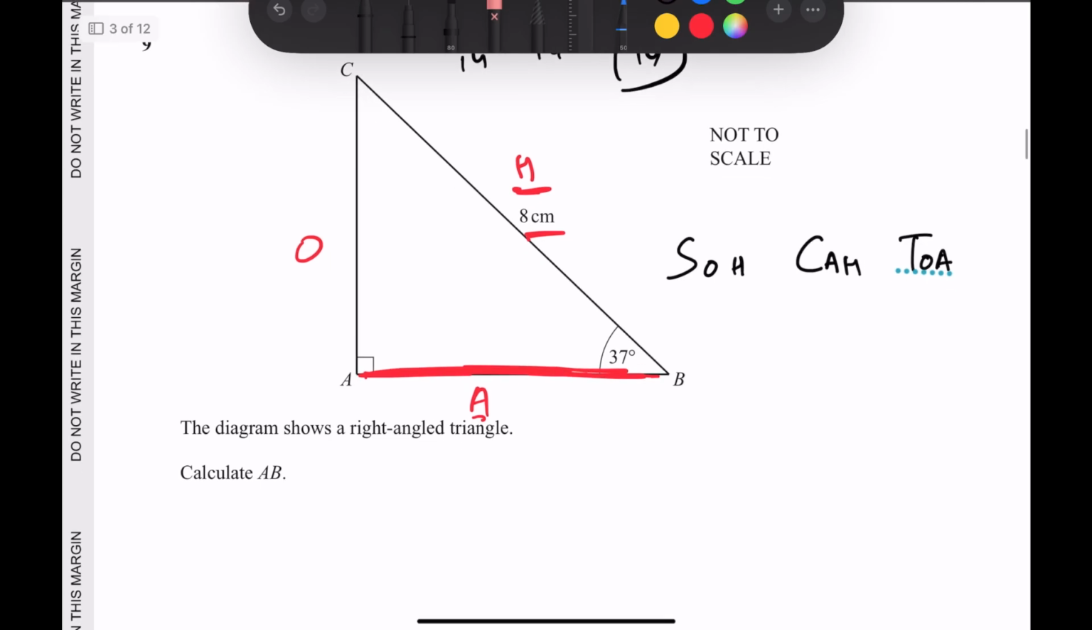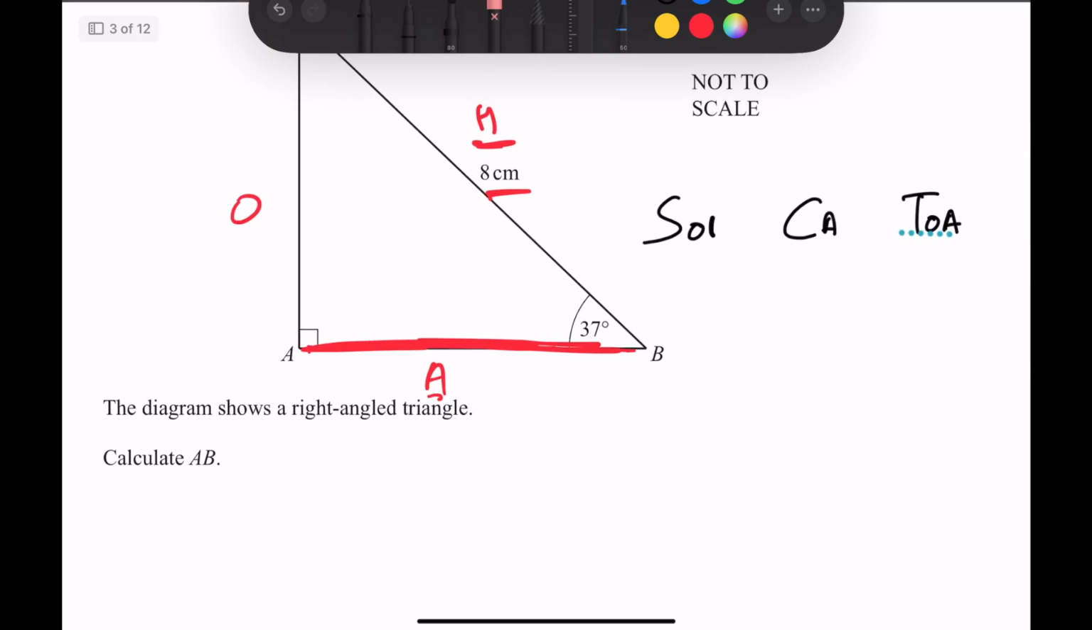SOHCAHTOA. Since we have the hypotenuse and the angle, and we want the adjacent, this means that we use... Okay, one second. Sorry, my iPad autocorrected it again. Let me just... there we go. So we have the hypotenuse and the angle, and we need the adjacent.